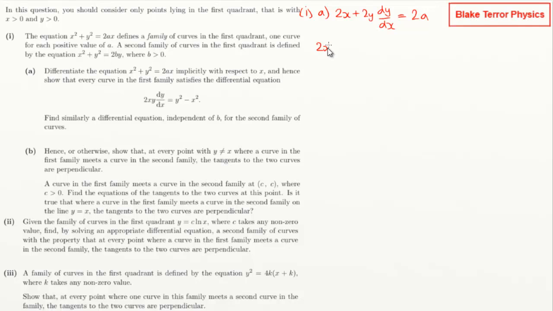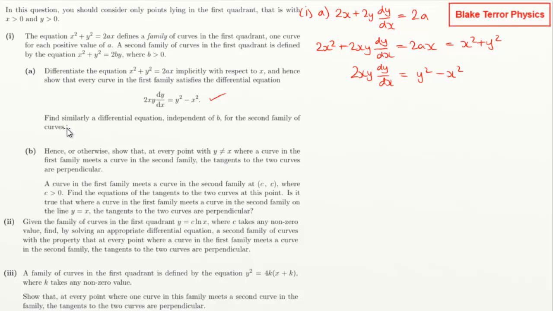So multiply by x: 2x squared plus 2xy dy/dx is 2ax. 2ax is x squared plus y squared, that's our original equation. So we've got 2xy dy/dx is going to be equal to x squared plus y squared minus 2x squared. So y squared minus x squared, which is exactly what they wanted.